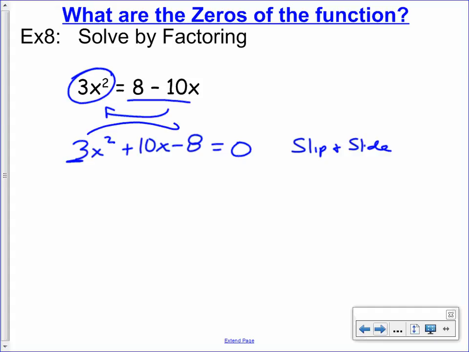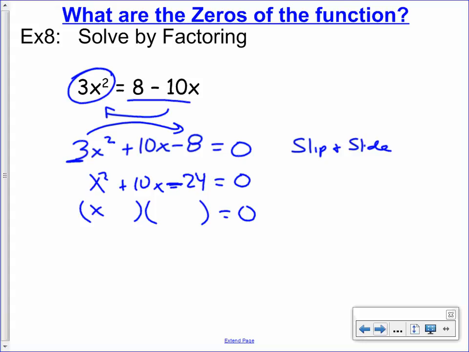Slip the 3 to the back, multiply it to the 8. x squared plus 10x minus 24 is 0. Factor that expression, x and x. 12 and 2 give you 24. Positive 12 and -2 give you 10. But don't forget to slide out that 3. It's hidden. It's hidden in the 12. It's hidden in the 2.